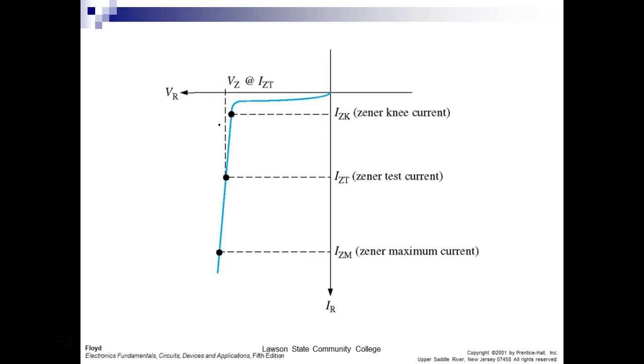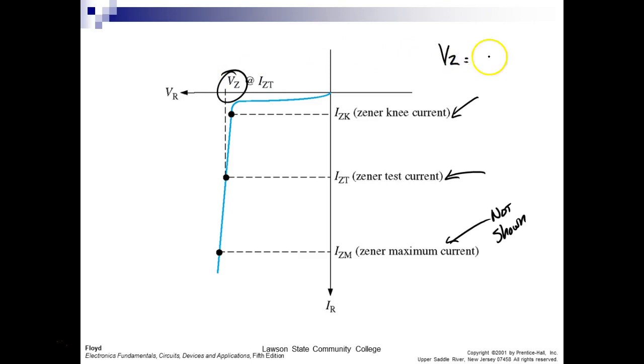These are some of the data sheet values. When we look at the data sheet, we're going to see this, we're going to see this, and we're not going to see this. This is not shown, but it's easy to calculate. Very simple. We'll show you how to do that. This voltage right here, by the way, we refer to as VZ.